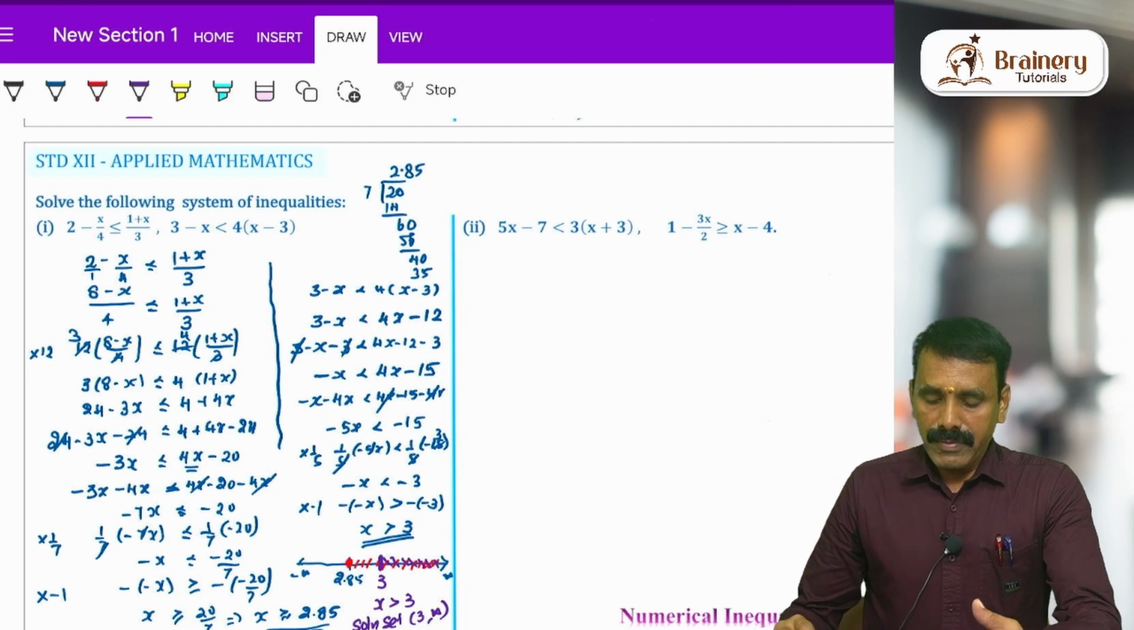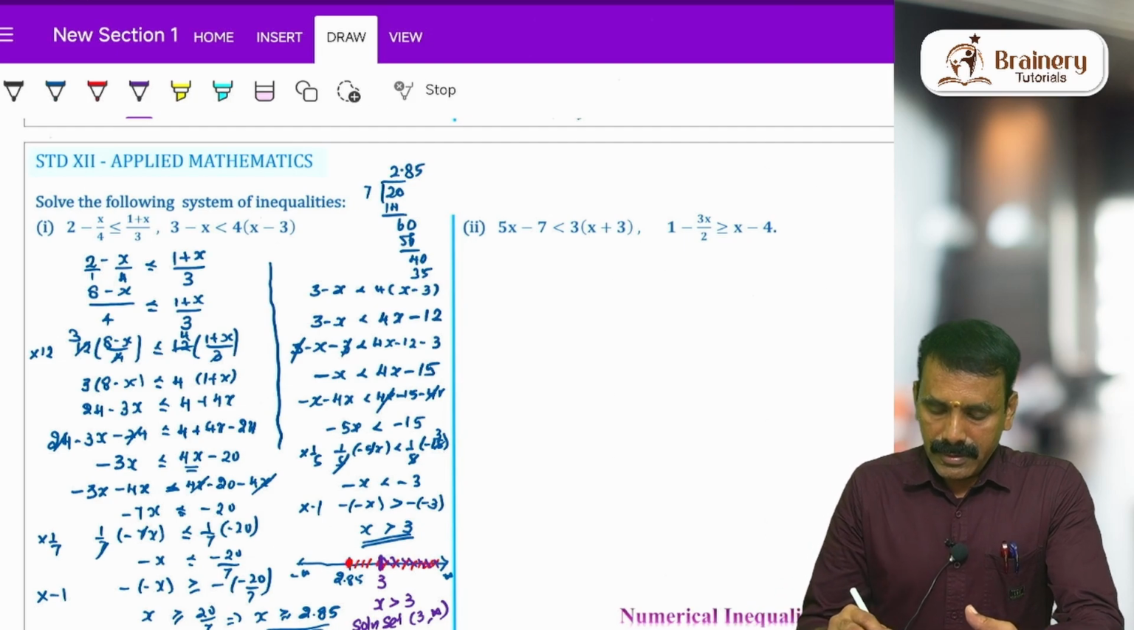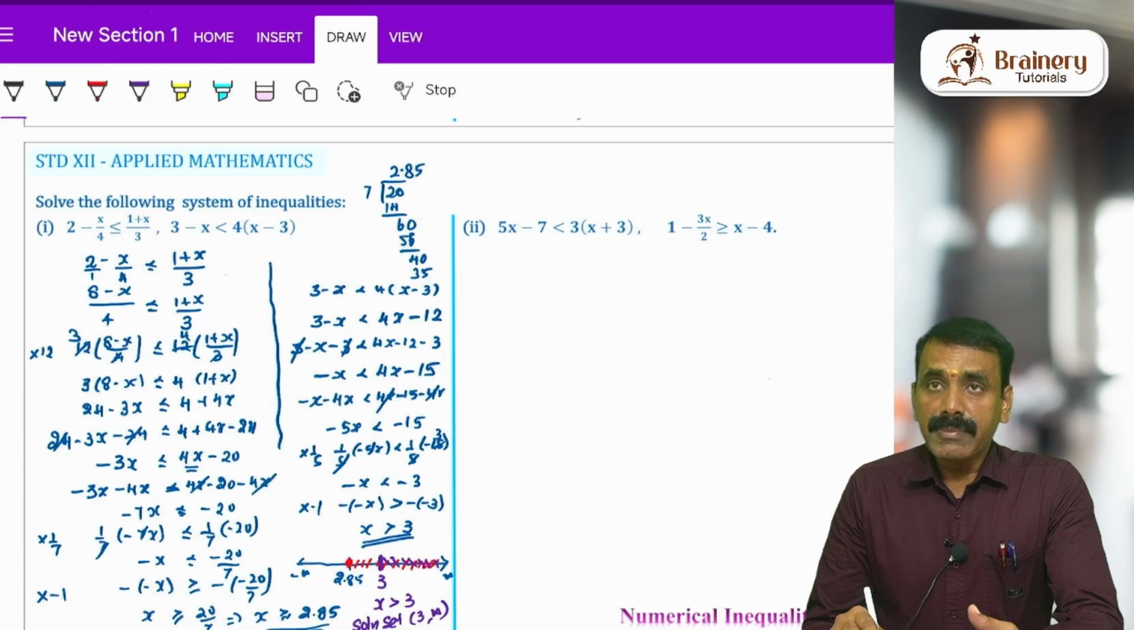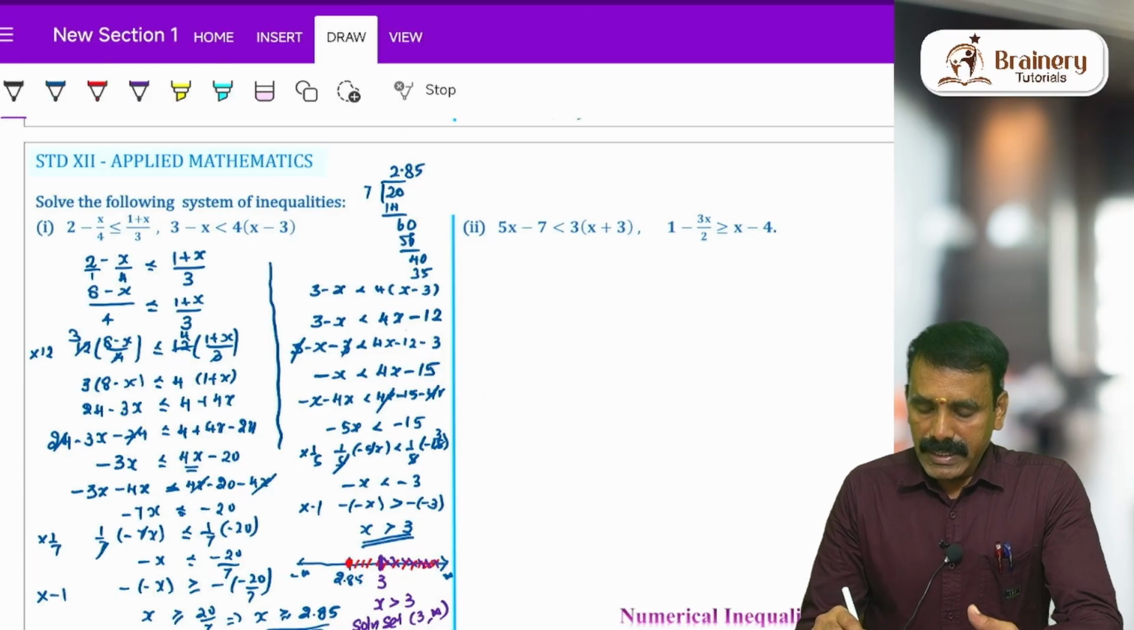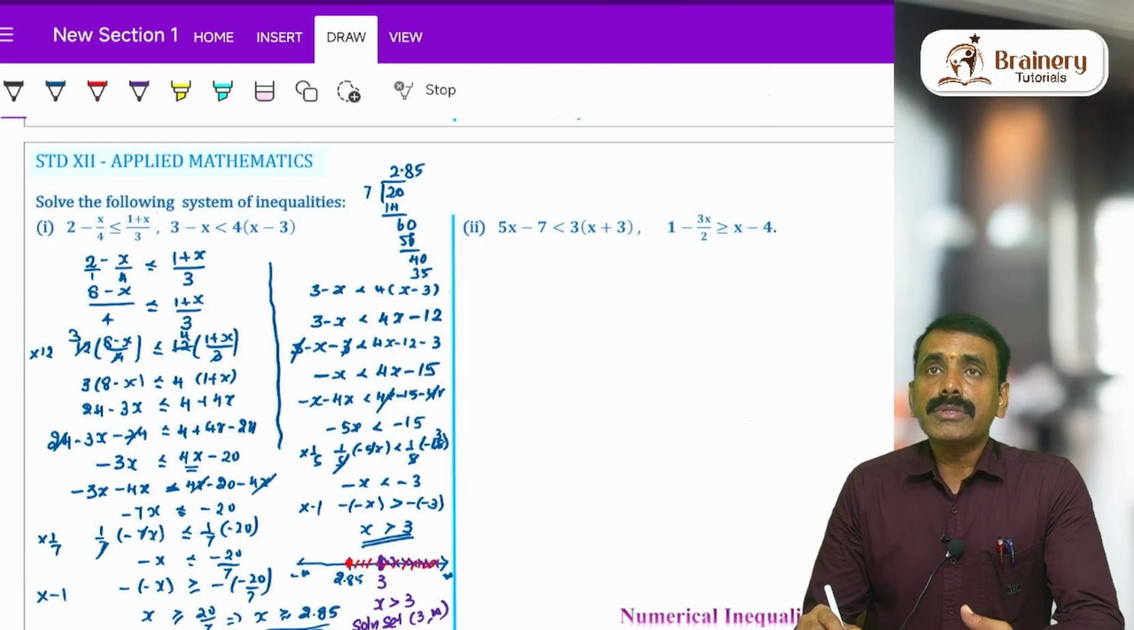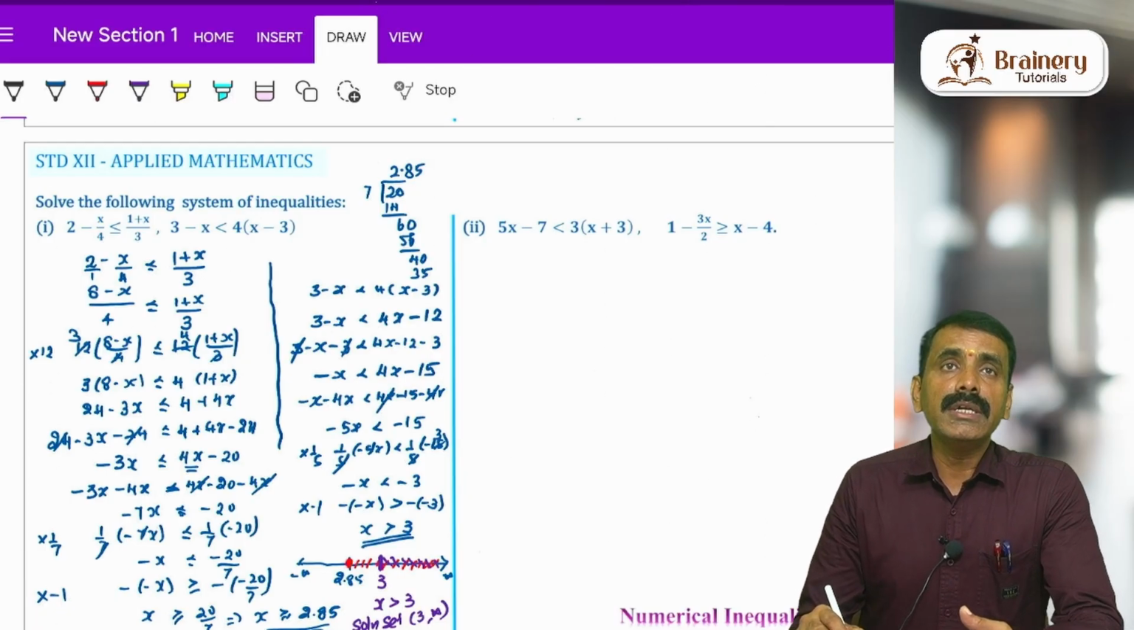Now similar to this, we are going to do another problem. Here also we have a set of inequalities. The first inequality is 5x minus 7 less than 3 into x plus 3. The second inequality is 1 minus 3x by 2 greater than or equal to x minus 4. So we have to solve these linear inequalities individually.